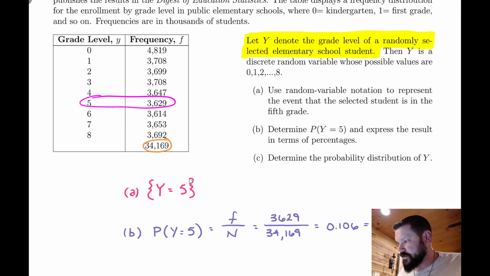And then finally, part C, it says determine the probability distribution of Y. I'm going to go back to Google Sheets.